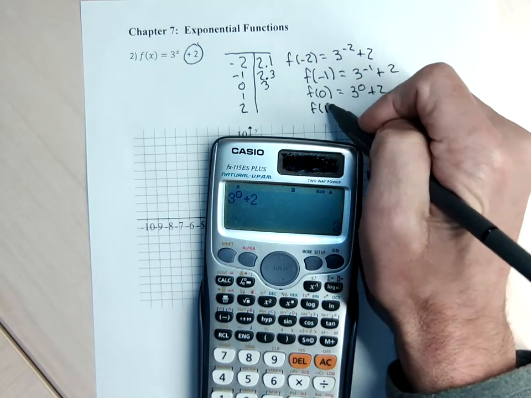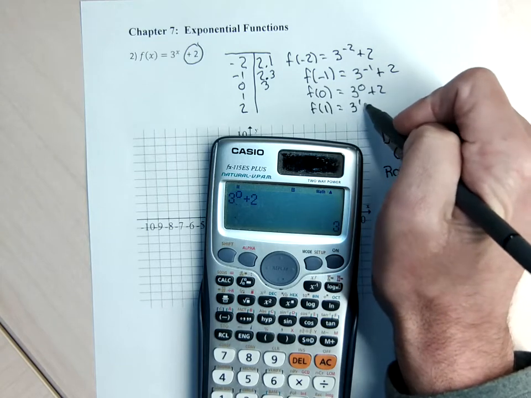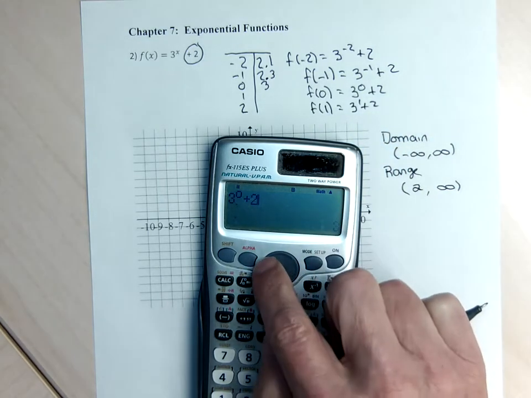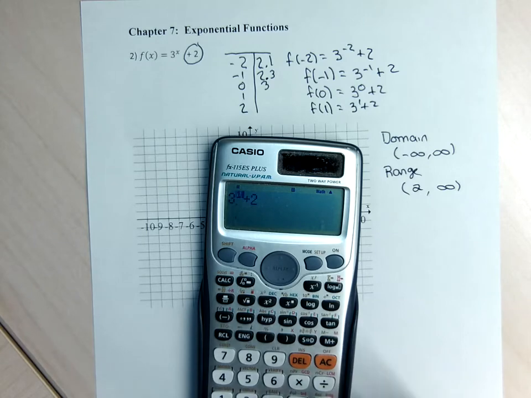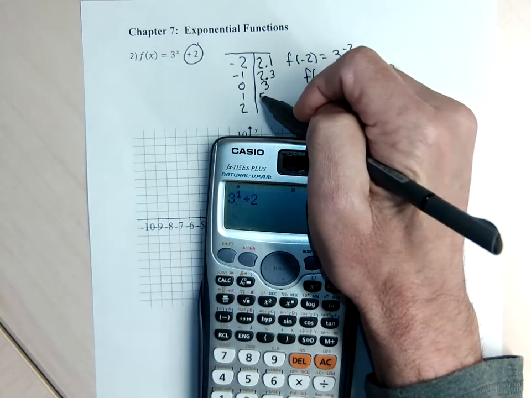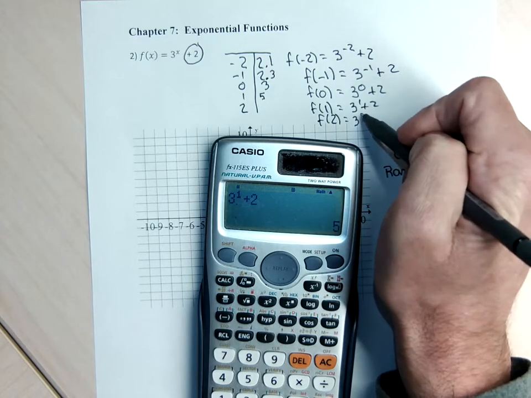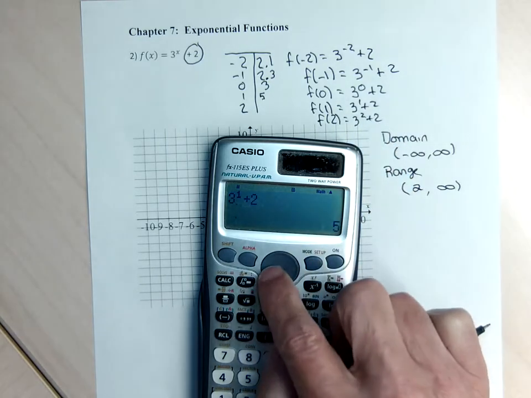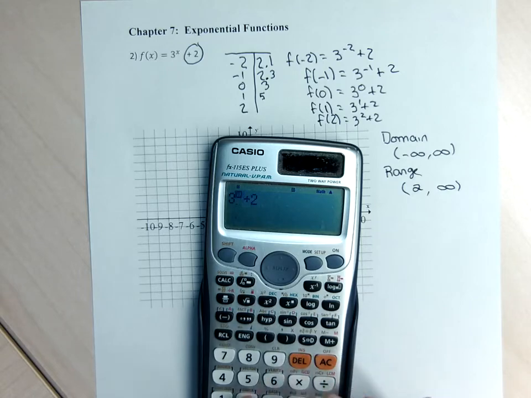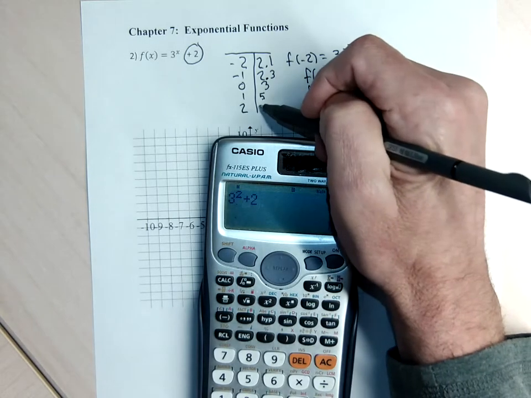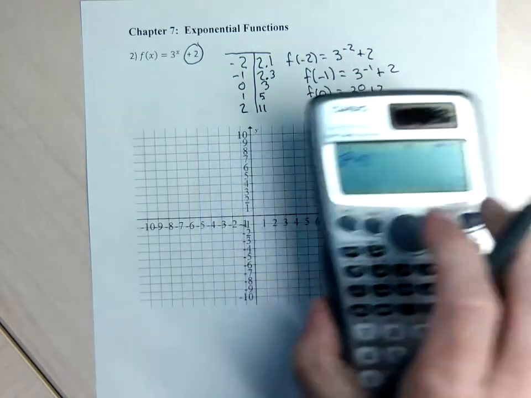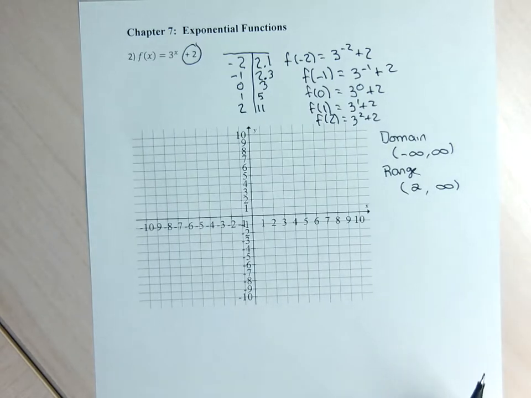Then f of 1, which is 3 to the 1 plus 2. I could do this in my head, but don't have to. It's going to give me 5. And then f of 2 is going to be 3 to the 2 plus 2, which is 11. So I made my table, wrote the domain, I wrote the range.